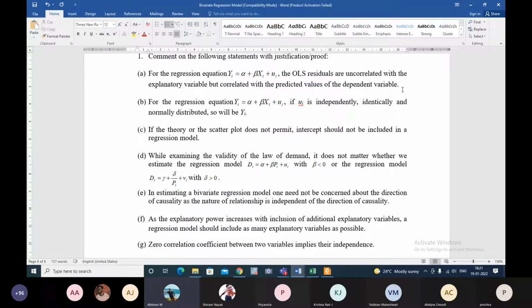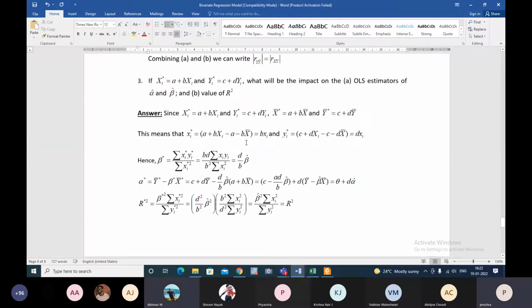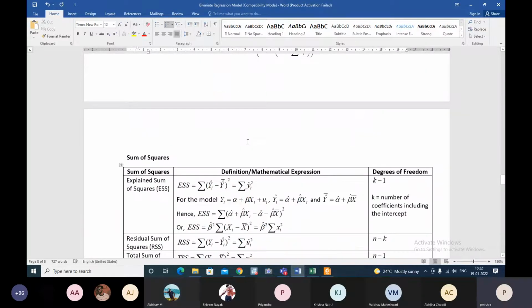So find the correlation of ui hat, we are talking about the residual, and xi. One is the correlation between ui hat and xi. And what have we seen yesterday in the class? We derived the covariance between the two. I think it's 0. Yes, it's 0.